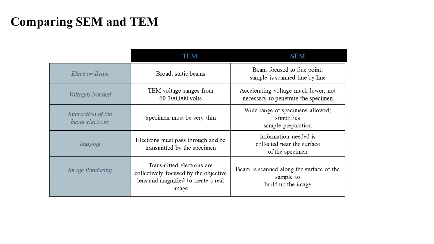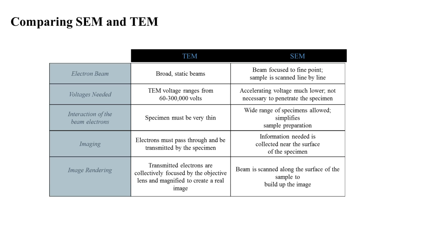If we compare SEM and TEM with each other, in TEM the electron beam is broad and static, but in SEM the beam is focused to a fine point and the sample is scanned line by line. The voltage required for TEM is much higher than SEM, because we need the electron beam to be highly energetic so that it can pass through the sample. In SEM, the accelerating voltages are much lower, since the beam does not need to penetrate the sample, only scan it.